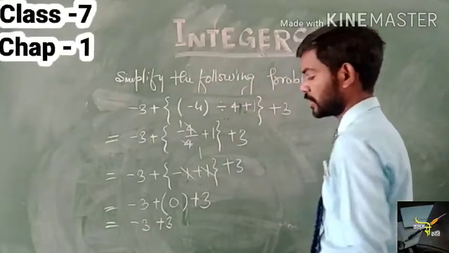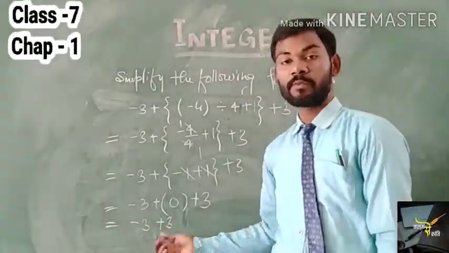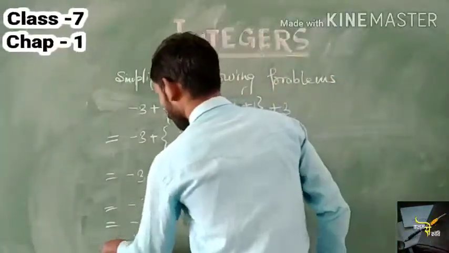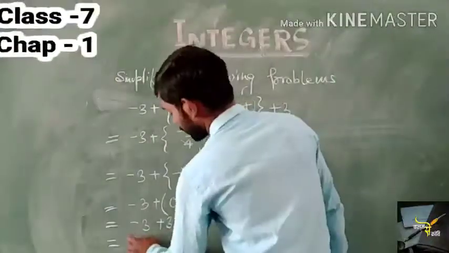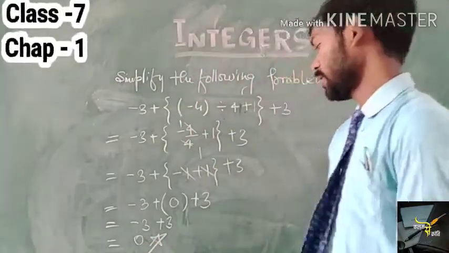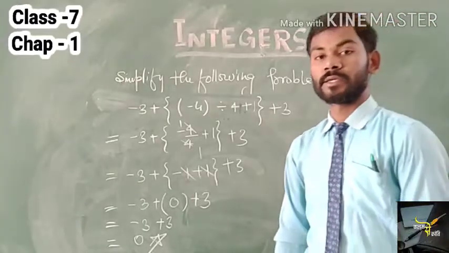So here we can see that minus 3 is added with plus 3, and the two have opposite signs. So when 3 is subtracted from 3 it gives us a result of 0. Therefore 0 is the right answer.